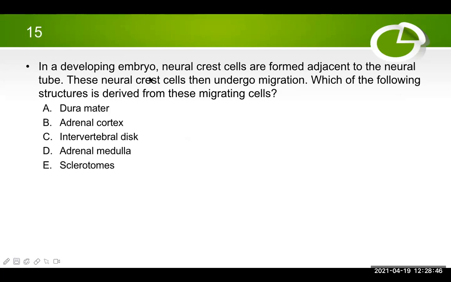In a developing embryo, neural crest cells are formed adjacent to the neural tube. These cells undergo migration. Which of the following structures is derived from these migrating cells? Can you choose one of them from the list? Which one? So dura mater. Yes, which one? Dura mater. Any other student?